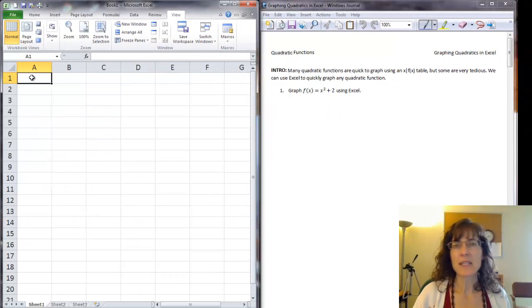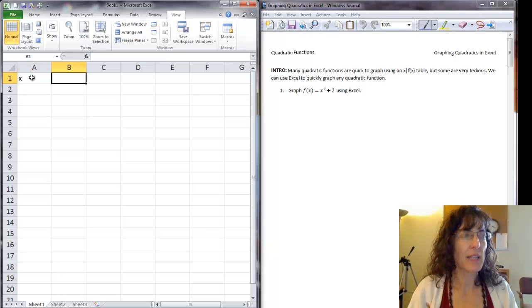So the first thing is I want to create what looks like an XY table in Excel. So the first column is going to be my x, the second column my f of x. And I'm just typing in titles. I'm not actually typing in anything for Excel to do yet. And so I can put titles in like that.